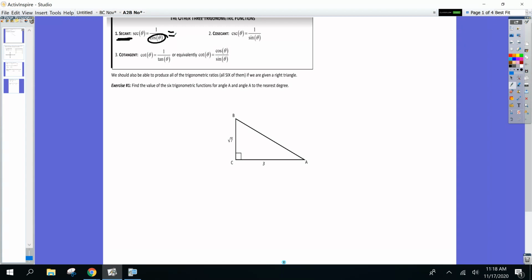Hey, what's cosine equal to as far as SOHCAHTOA goes? Adjacent over hypotenuse. Flip it, and you get secant. Go ahead, flip adjacent over hypotenuse. What do you get? Hypotenuse over adjacent. So that is what secant is equal to. It's the hypotenuse side over the adjacent side.